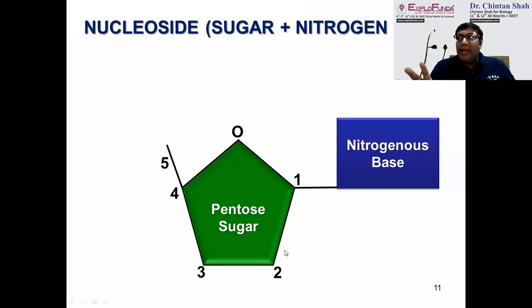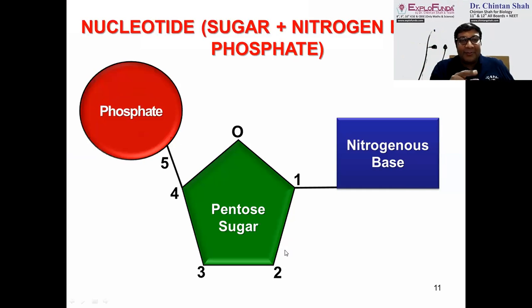Look here. The phosphate is over here. Yes, so now you can see that this is known as a nucleotide. So sugar plus nitrogen base plus phosphate. This bond is known as what? This bond is the N-glycosidic bond. Okay.